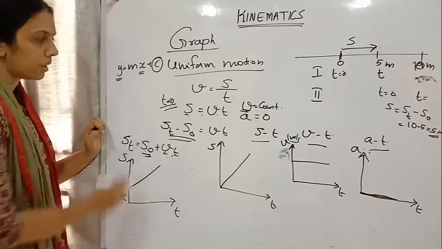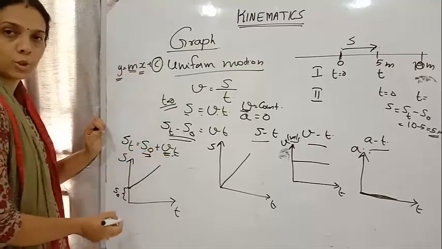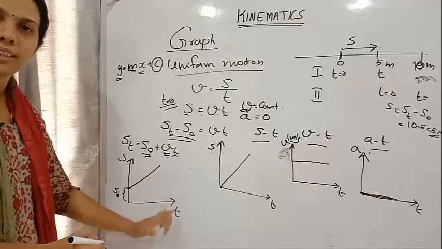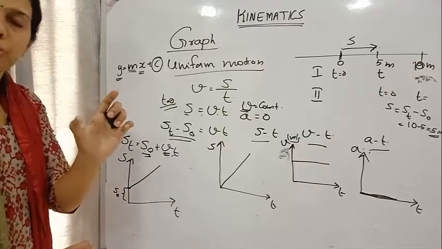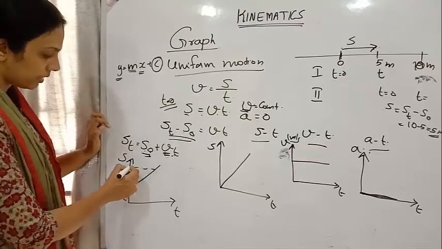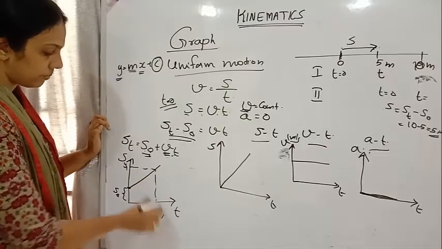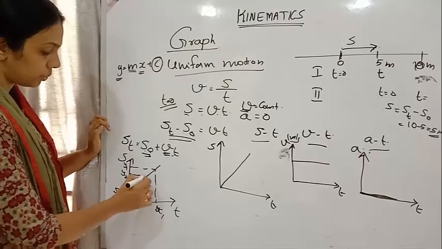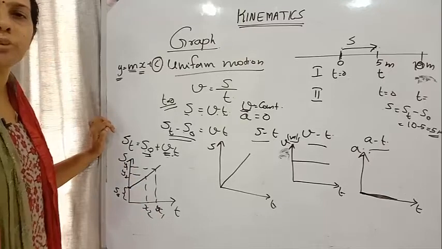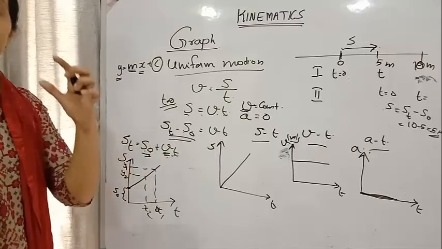In y equals mx plus c, m is the slope of the graph. Slope equals velocity. Velocity is the slope of the graph. So how to find the velocity from a displacement time graph? By finding the slope of the graph. How can you find the slope? That you all know. Here I can consider one coordinate, y1 and x1, and another point y2 and x2. Then y1 minus y2 divided by x1 minus x2 will give you the slope of the graph. Slope of the graph will give you the velocity.